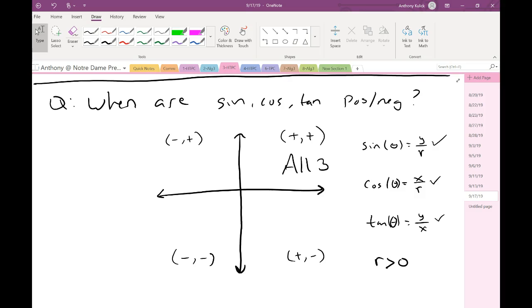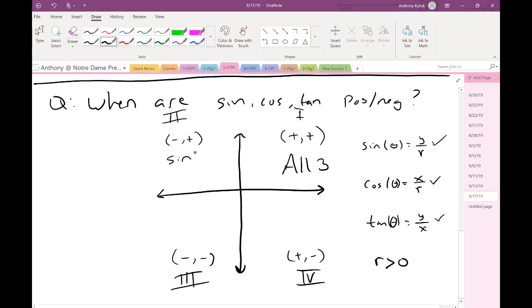In Quadrant 2, the x's are negative, so sine will still be positive over positive. Cosine, though, is going to be negative over positive, so cosine would be negative. And tangent would be positive over negative, which is negative, so tangent would be negative. I'm only going to write down the positive things on our little list here.